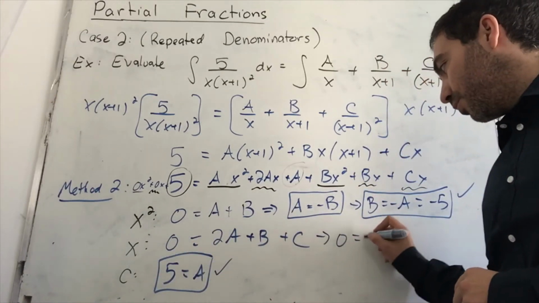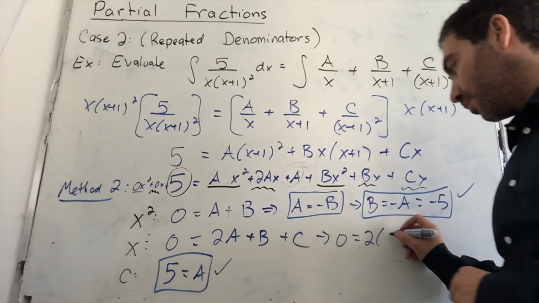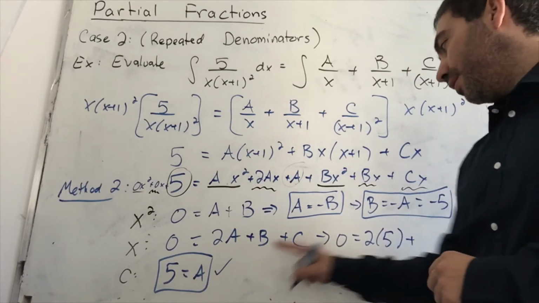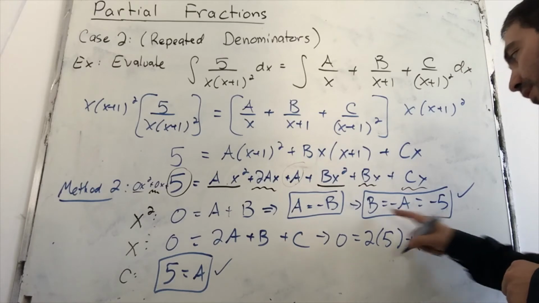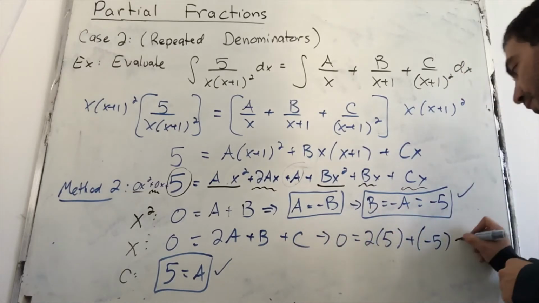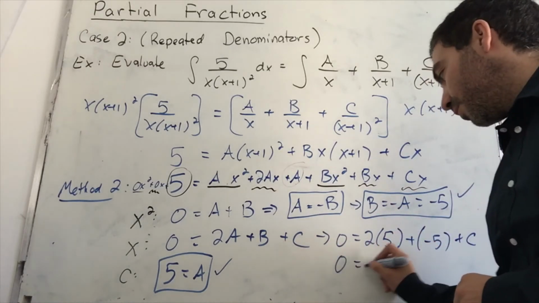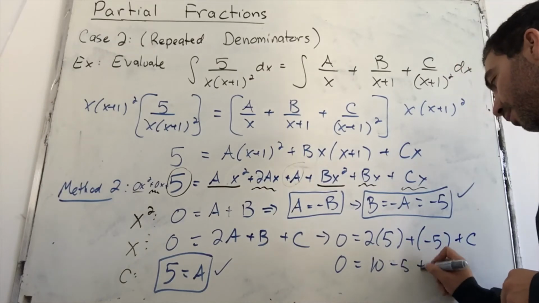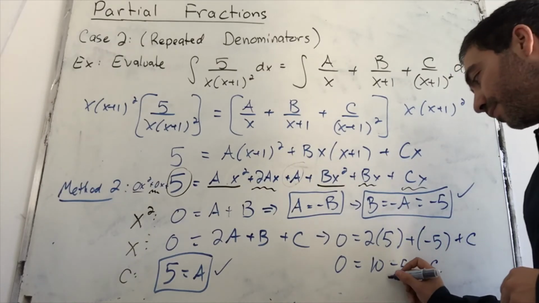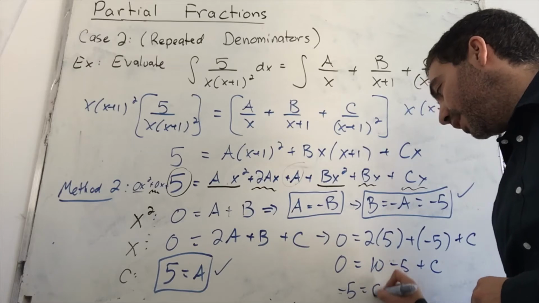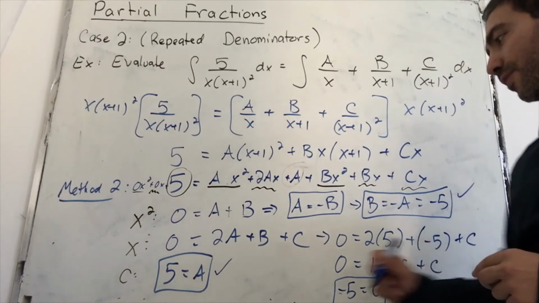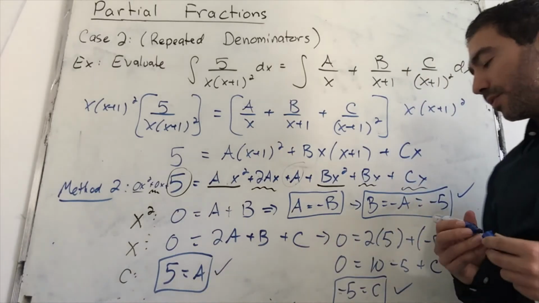So we have 0 equals 2 times a. A we know is 5, so 2 times 5, plus b, which now we know is negative 5 up here. And now c is what we're looking for, plus c. This gives me 0 equals 10 minus 5 plus c. 10 minus 5 is 5, and I bring it over, it becomes negative 5. So c equals negative 5. So we found all three of our constants.